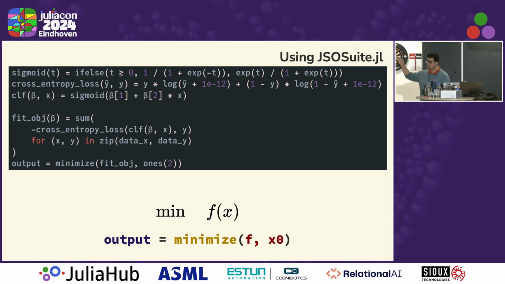You can see it's not a lot of code to make that work. A lot of Julia things going on. This is a sigmoid function using if-else. I define the cross-entropy loss, the classifier thing. And this is the objective function, fit obj. This is the fit method from the classifier. Here I'm just saying it's a sum of the cross-entropy loss. The details don't matter. This last part is the fun stuff. You can just say minimize fit obj. Starting point is ones, why not? And it works, right? So, first example.